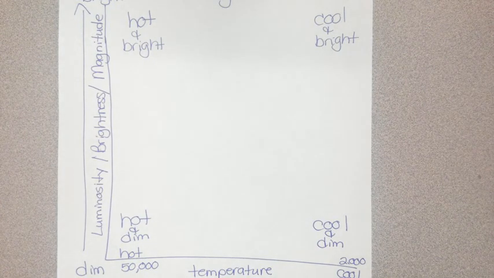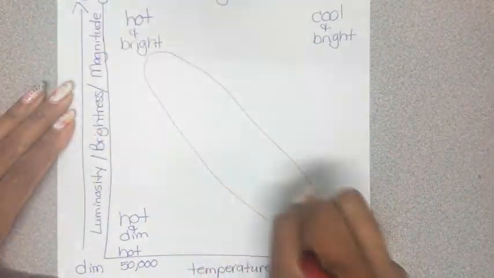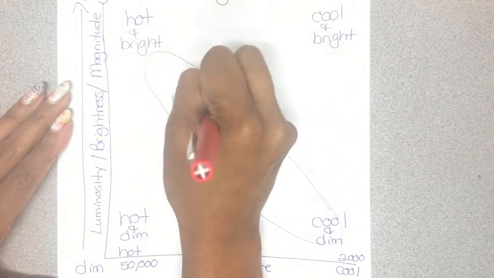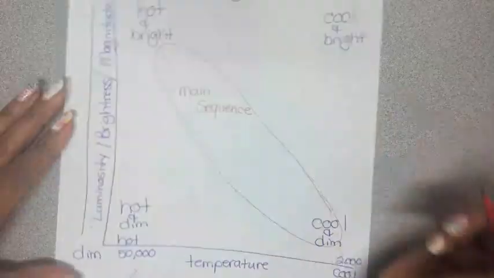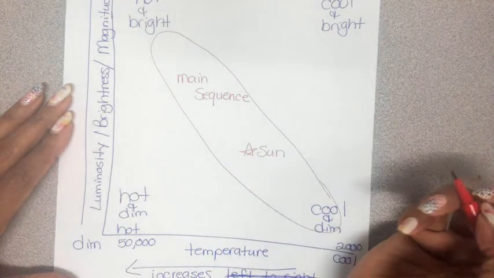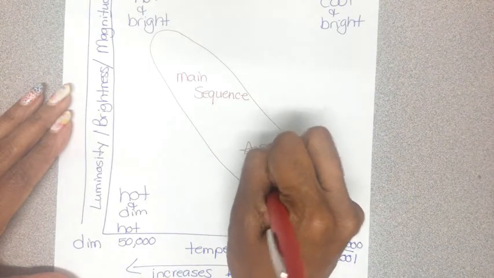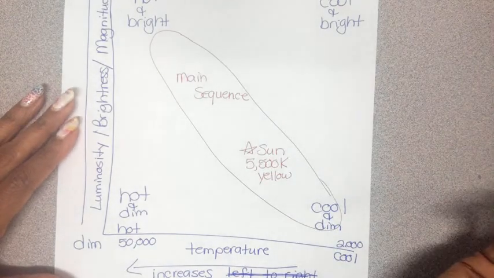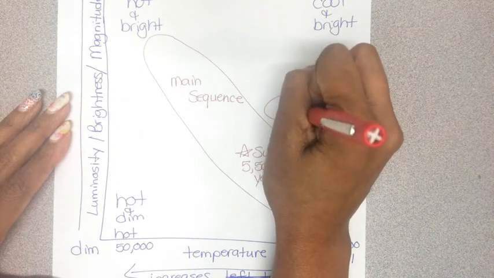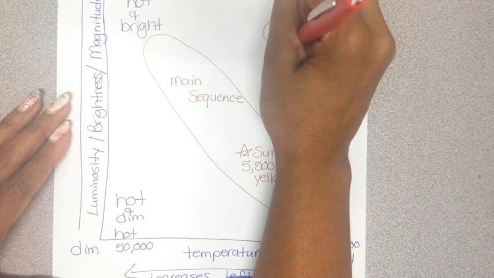Okay, so the next thing you will need to know is that most of the stars are right here in your main sequence. The sun is about right here. The sun is a main sequence star. It's about 5,500 degrees Kelvin, and it is yellow. All right. Over here, you're going to have your giants. And here at the top, you're going to have your supergiants.